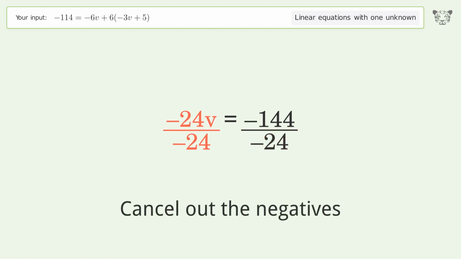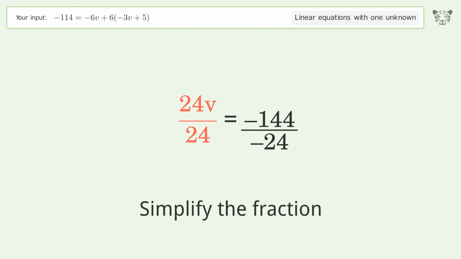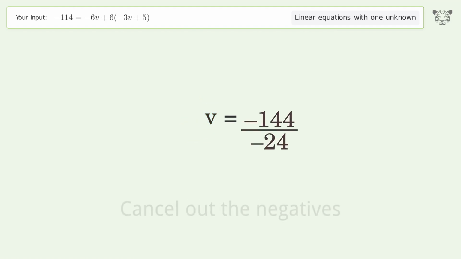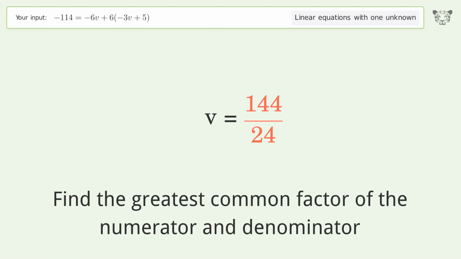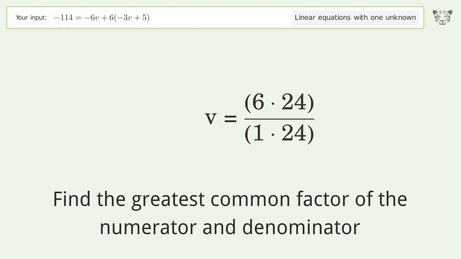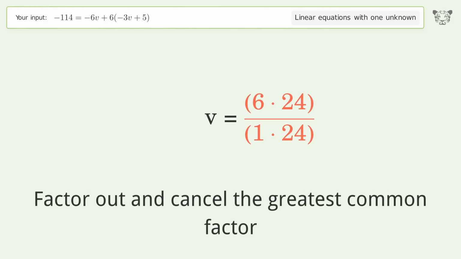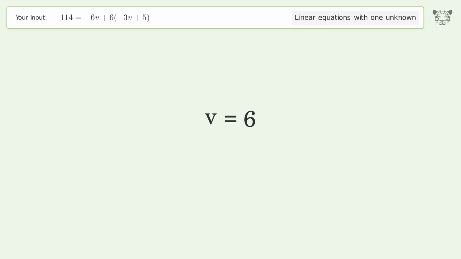Cancel out the negatives. Simplify the fraction. Cancel out the negatives. Find the greatest common factor of the numerator and denominator. Factor out and cancel the greatest common factor. And so the final result is v equals 6.